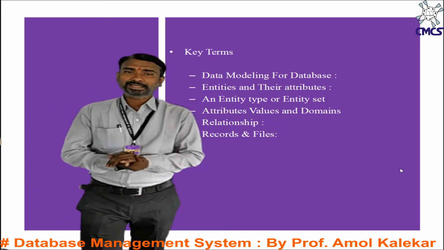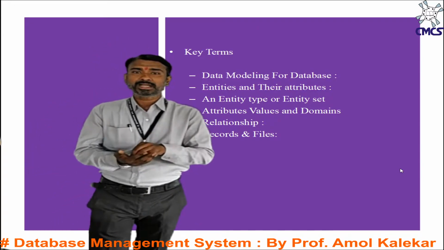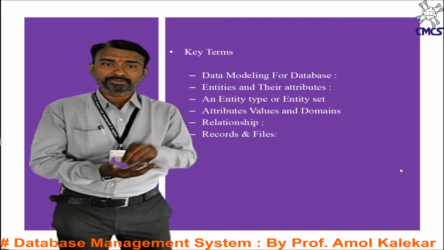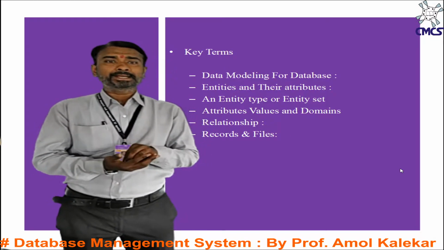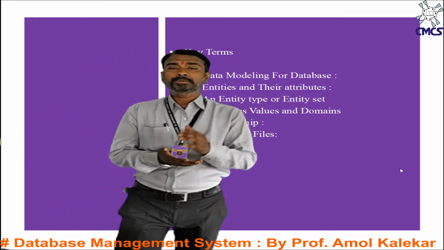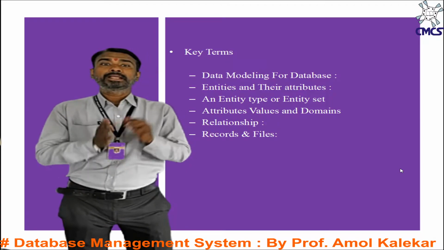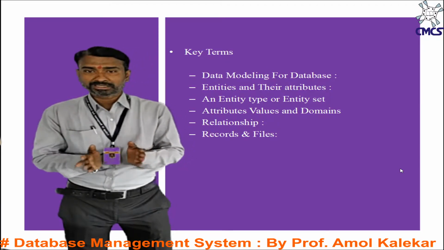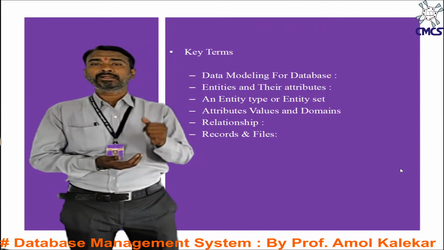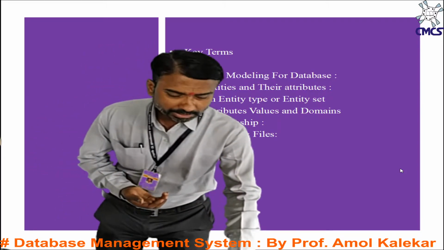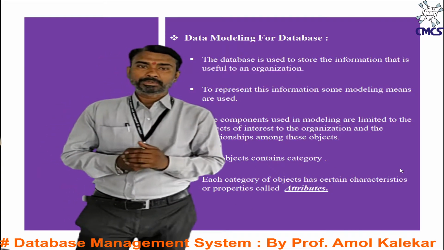So our key terms are, first, data modeling for the databases. Within that, we'll describe entities along with their attributes. Then we'll see the meaning of entity type and entity sets. Then we'll discuss the attribute values and the domains. And finally, we'll conclude our discussion with the relationship and the terms records and files. So friends, let's start our discussion, that is data modeling for the databases.